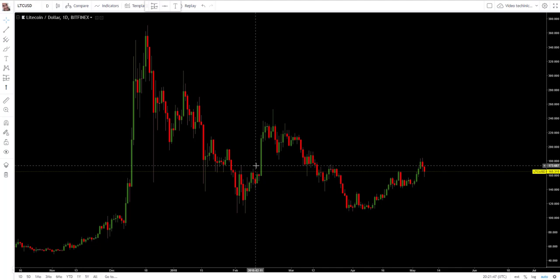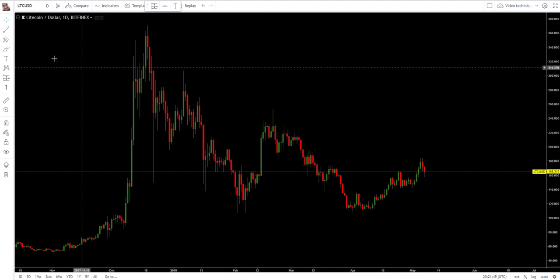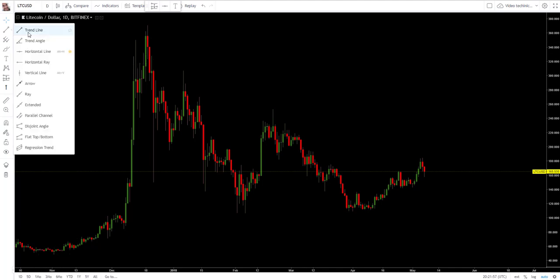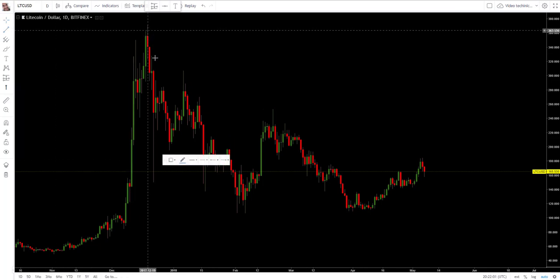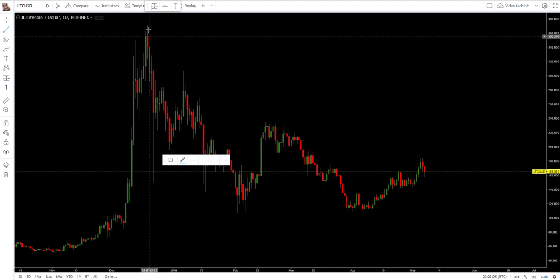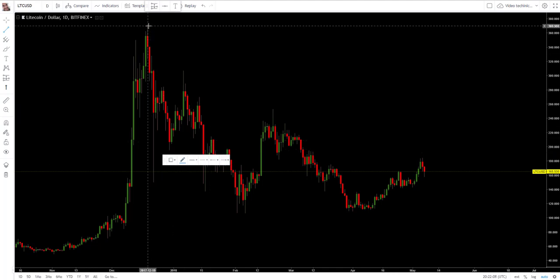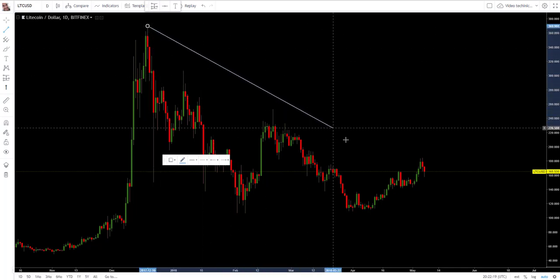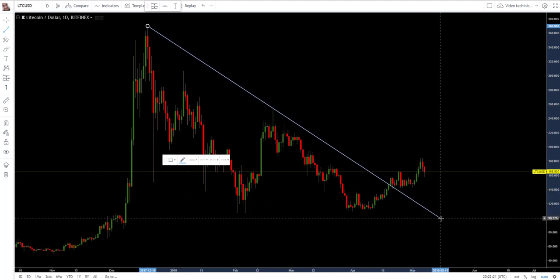First of all, as I told you, it's the trend line. In the left menu of your TradingView, you can select this, trend line. You can change the colors, the thickness, and everything here. So in order to draw a trend line, you need to select a very significant point. Let's take this all-time high here, and then we draw this way.